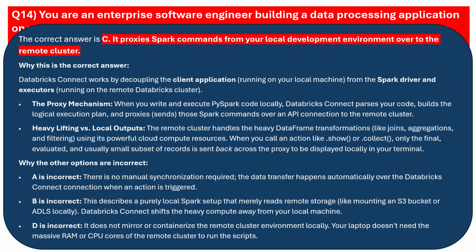Why this is the correct answer. Databricks Connect works by decoupling the client application, running on your local machine, from the Spark driver and executors, running on the remote Databricks cluster. The proxy mechanism: when you write and execute PySpark code locally, Databricks Connect parses your code, builds a logical execution plan, and proxies, sends, those Spark commands over an API connection to the remote cluster.